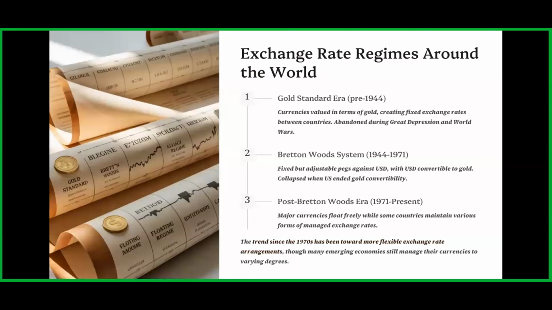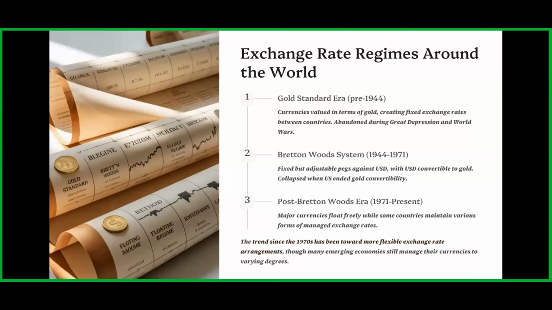That means the currency is valued in terms of gold, creating a fixed exchange rate between the countries. First, the currency is pegged to gold's value, so there were fixed exchange rates of different currencies in terms of gold. Then the Bretton Woods system came into existence between 1944 and 1971. It was fixed but adjustable pegged rates against the USD, with the USD convertible to gold. It collapsed when the US ended gold convertibility.